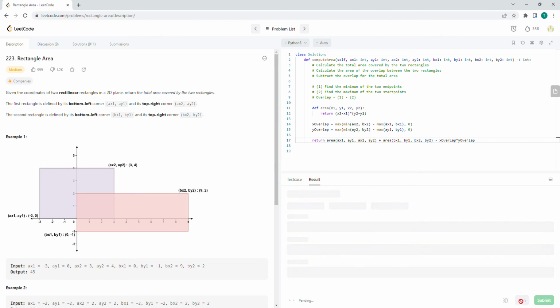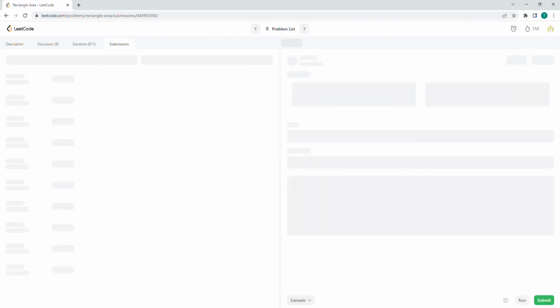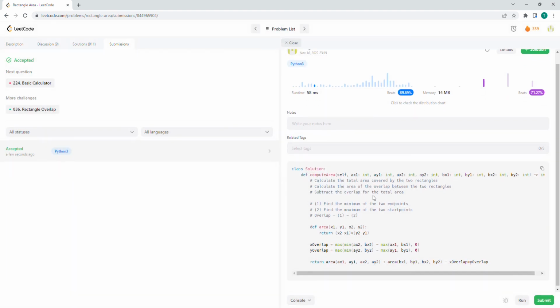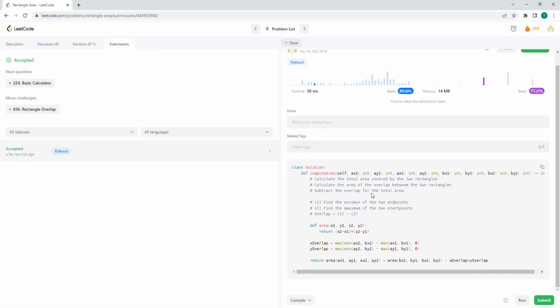Alright, that was lengthy, but I hope this works. Alright, looks promising. Nice. So basically this runs in constant time, and memory complexity is big O of constant space as well. Constant memory, I should say. Constant time complexity and constant memory usage as well. Excellent.